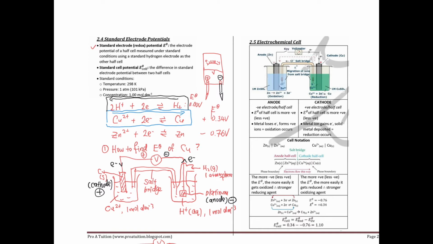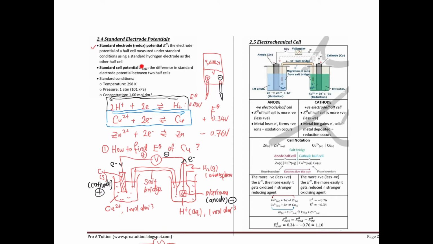Compared to E theta cell, which is this example, E theta cell is where we don't use the standard hydrogen electrode as one of the half cells. So we use any other half cell. When you use another half cell, the reading that you get from the voltmeter is known as standard cell potential, E theta cell.